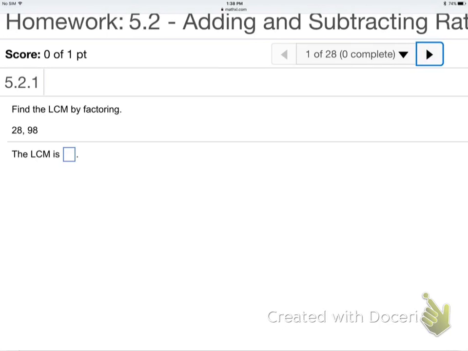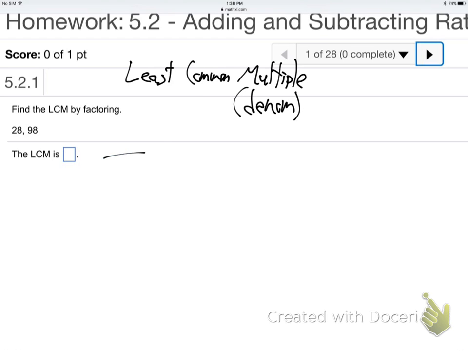All right. LCM, which is like common denominator. So least common multiple. LCM stands for least common multiple, which is basically common denominator. Least common multiple, least common denominator, same thing. It's kind of like 28 and 98 are denominators, and you want to find the common denominator. That's basically what they're asking. If 28 and 98 are denominators, what would be the common denominator?